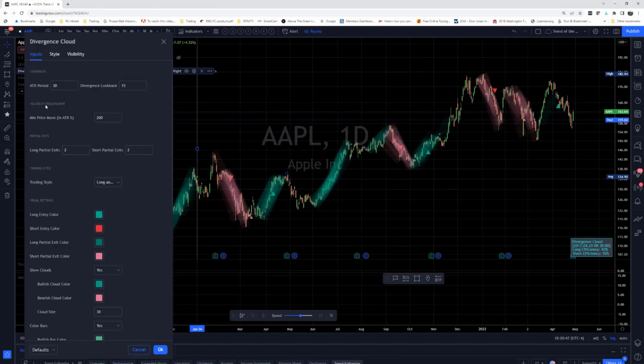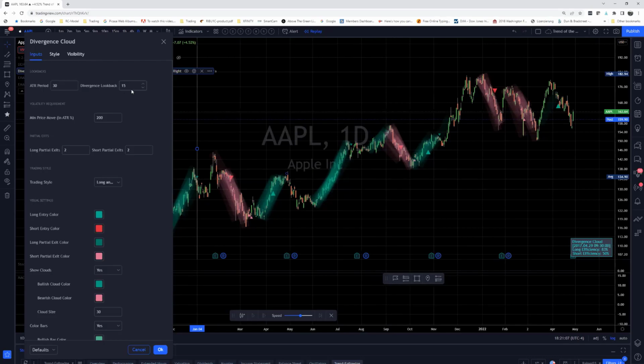Average true range is really the period used in the volatility calculations. The larger you make this, the slower the change is going to be, and the smaller you make this time frame, the faster the changes will be. It focuses on the more recent price action.